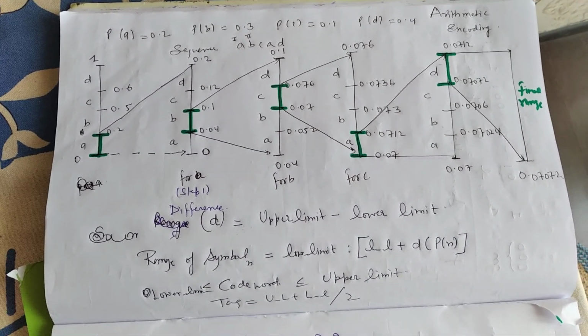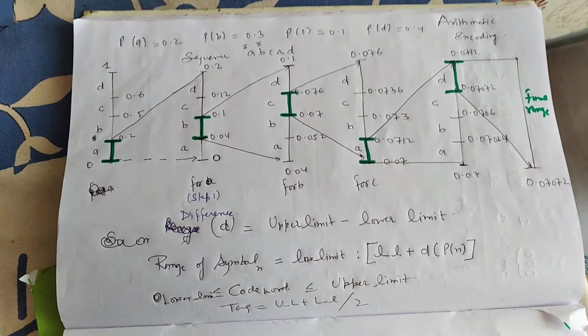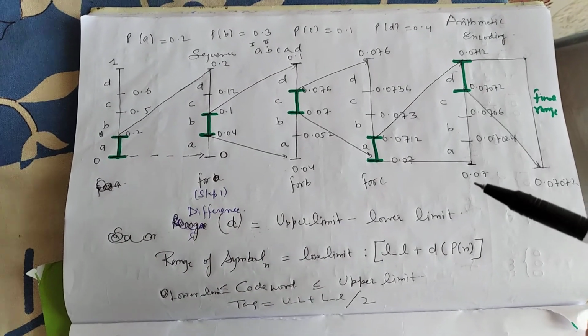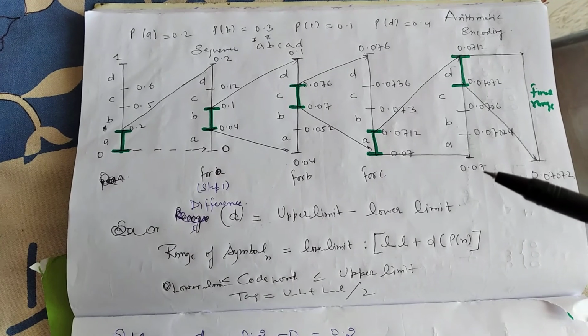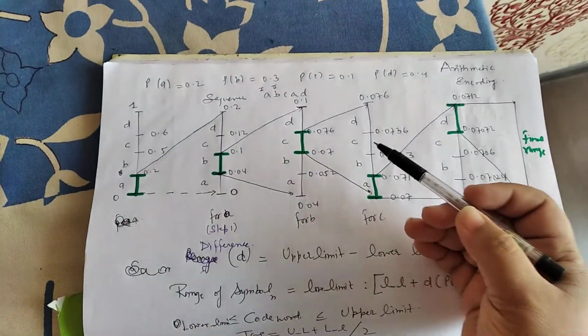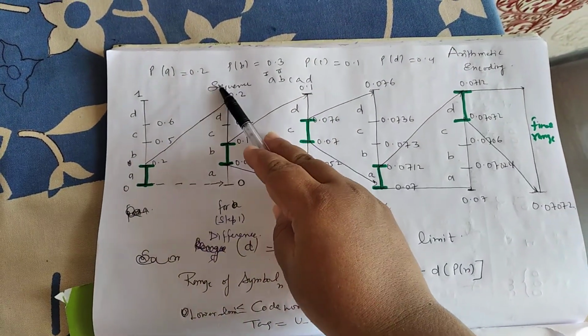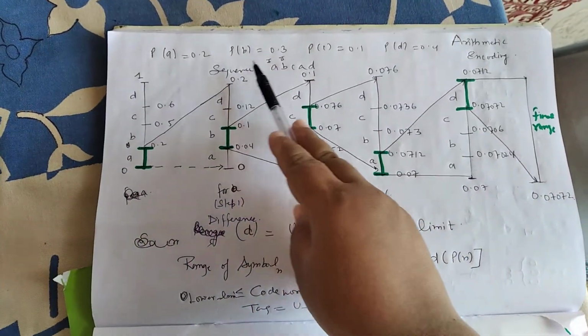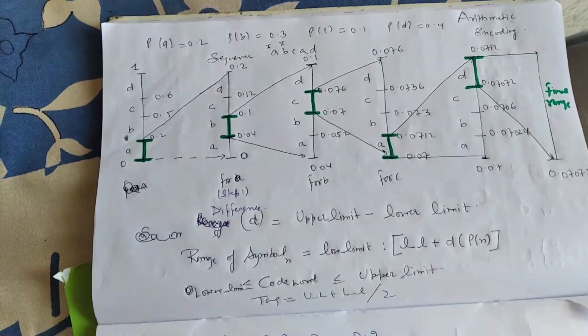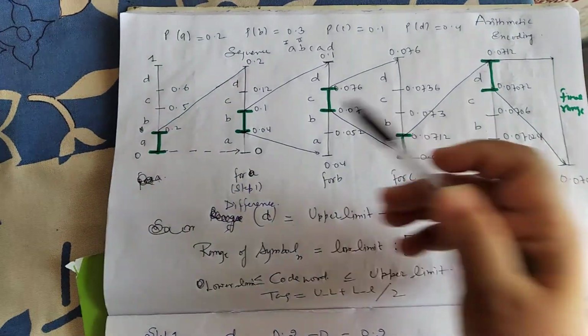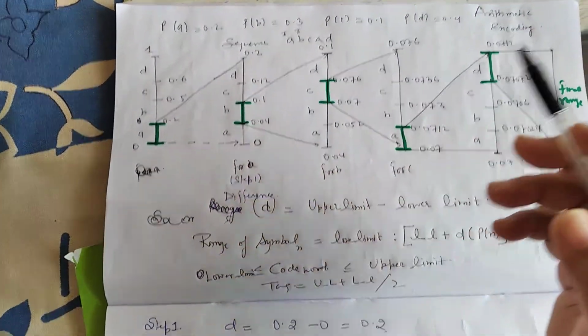Okay, students, today's topic is arithmetic encoding. We will see how we code a message using the arithmetic methodology and then decode it. Here we are given probabilities for certain symbols PA, PB, PC and PD, and the sequence which needs to be encoded is ABCAD.